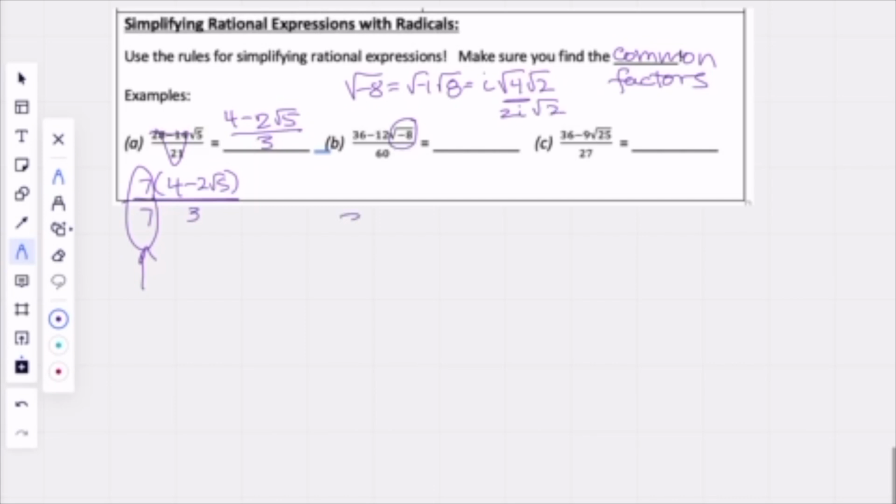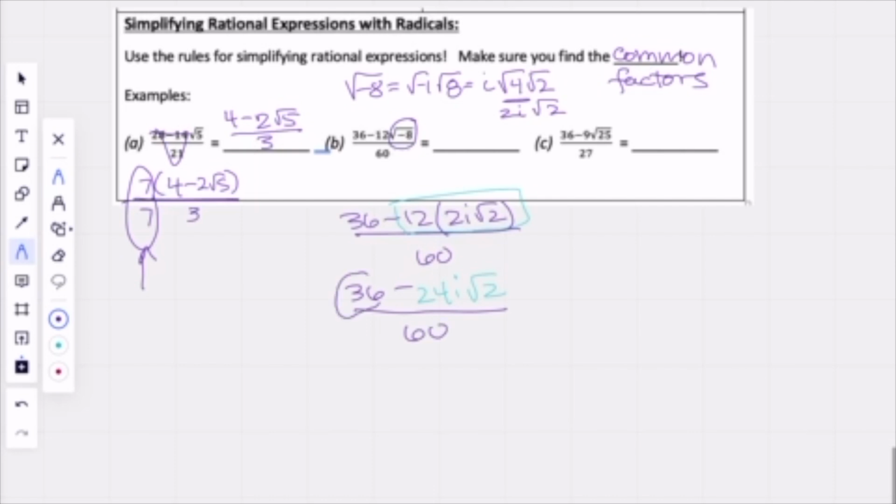So if I'm looking at 36 minus 12 times 2i radical 2 all over 60, I can simplify this piece by just multiplying the 12 times the 2i. So I've got 36 minus 24i square root of 2 all over 60.